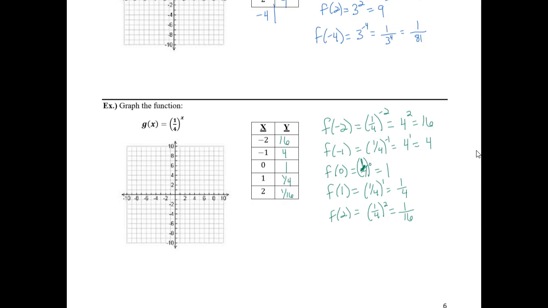So I'm going to go ahead and plot these. Negative 2, 16 is off my chart. Negative 1, 4. 0, 1. 1, 1/4. 2, 1/16. Again, super close. So this is going to go up super fast, but it's coming down from left to right. And again, do not cross that x-axis because you're never going to get below 0 there.